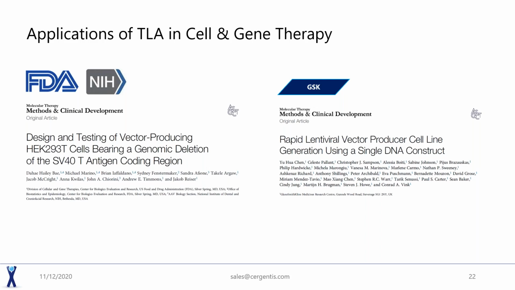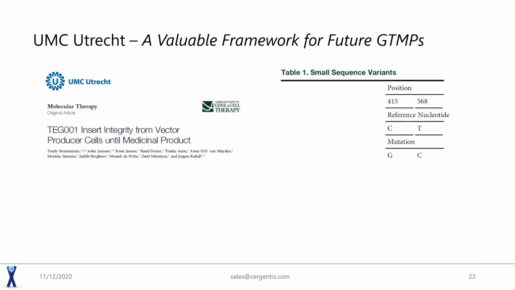And another very interesting paper by GSK here also, where they essentially reported a method to rapidly generate producer cell lines from 293 cells via the stable transfection of a single DNA construct that encodes all lentiviral vector components. So this is again another very nice illustration of our experience with analyzing a variety of different cell lines, because in this particular study, TLA was used as the method of choice to map integration sites of their vector constructs.